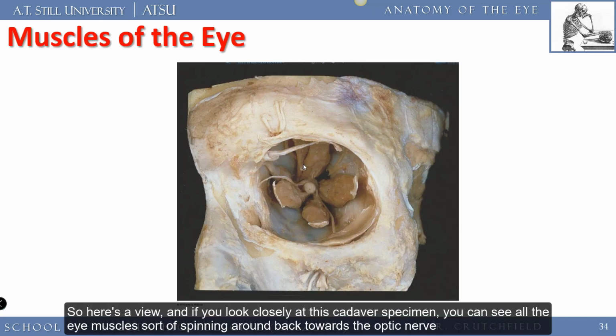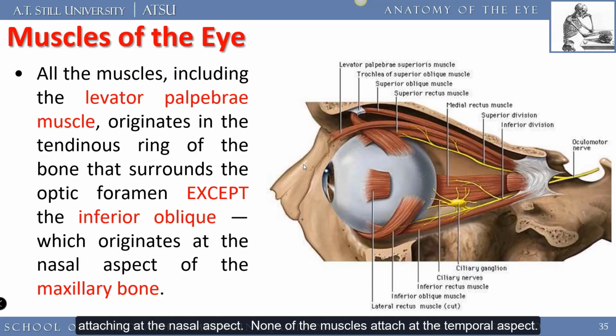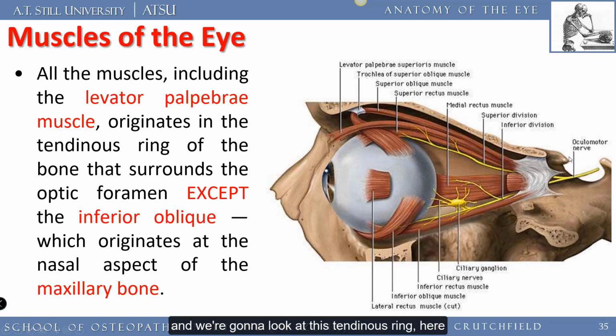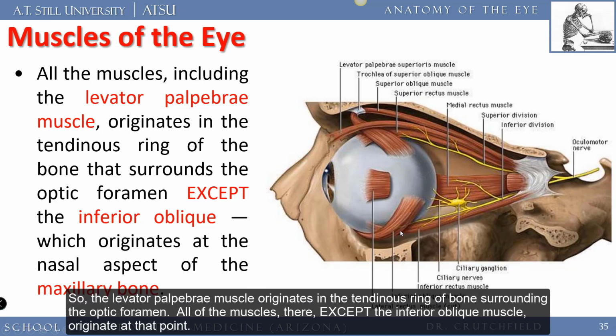So here's a view, and if you look closely at this cadaver specimen, you can see all of the eye muscles sort of spinning around back towards the optic nerve, attaching at the nasal aspect. None of the muscles attach at the temporal aspect. So again, we know all of the muscles, including the levator palpebrae muscle, originate in the tendinous ring. And we're going to look at this tendinous ring here in just a second. The inferior oblique is the exception to this. It attaches to the maxillary bone. So, the levator palpebrae muscle originates in the tendinous ring of bone surrounding the optic foramen. All the muscles there except the inferior oblique muscle originate at that point.